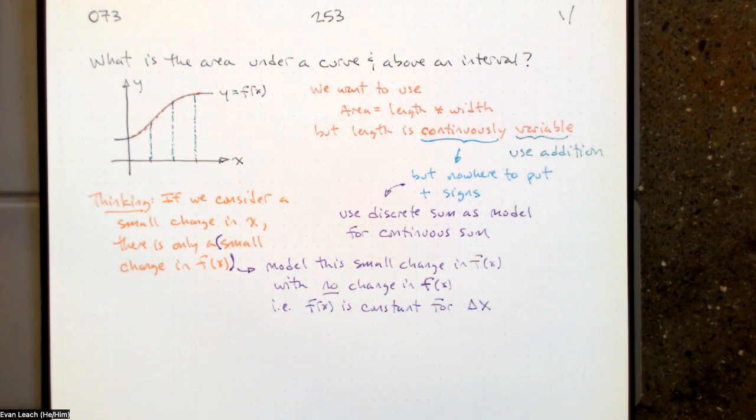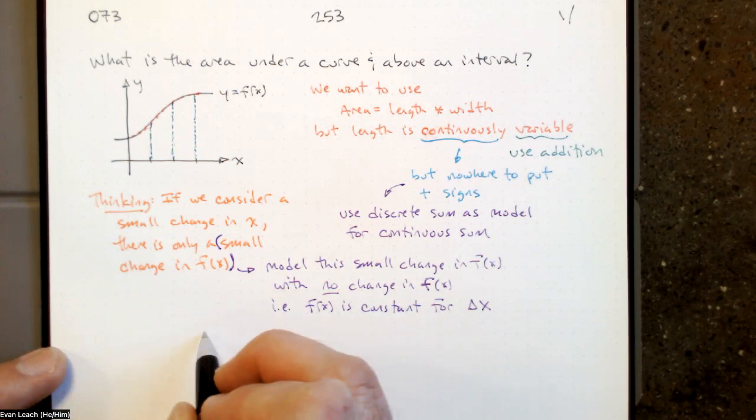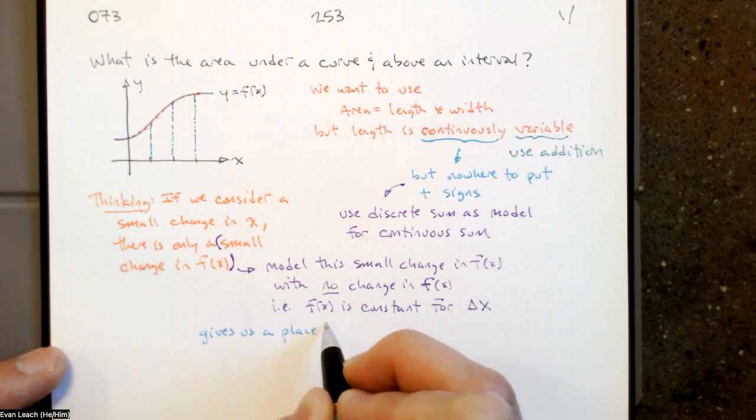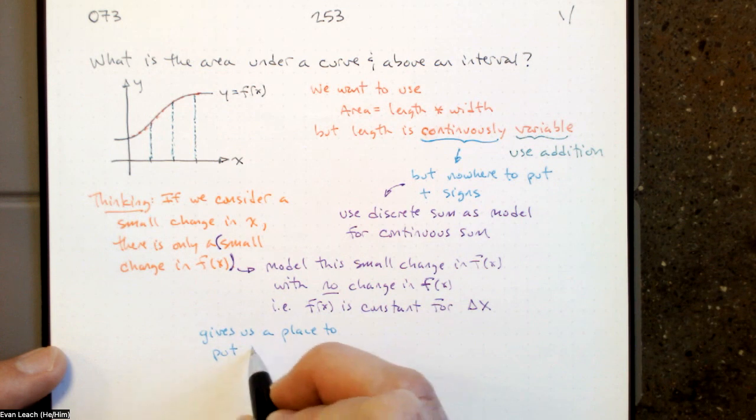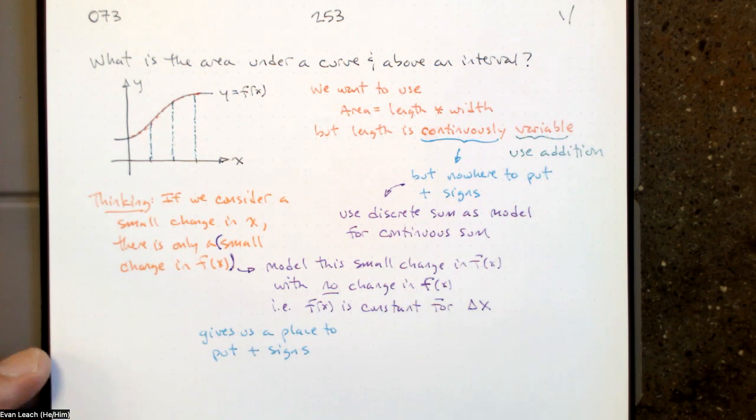This gives us two things that we want. Takes care of both of our problems. First, it allows us to use multiplication because I have a constant length multiplied by some width, and we also get a place to put the plus signs because I'm using all these different delta x's. I have a countable set of delta x's. That gives us a place to put the plus signs. And we get to use multiplication.